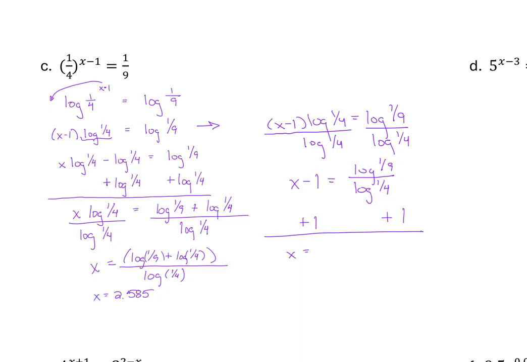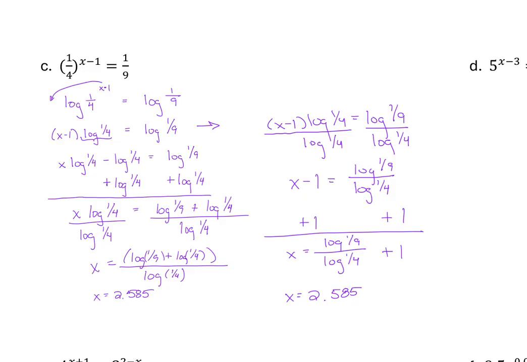If we do this, we get x equals log of 1/9 divided by log of 1/4. And then we just have to add 1 onto that result. And so if we go ahead and plug this into our calculator, we have log of 1/9 divided by log of 1/4 plus 1, and I get the same answer. I do still get 2.585. All right, that's another way that we could do this.